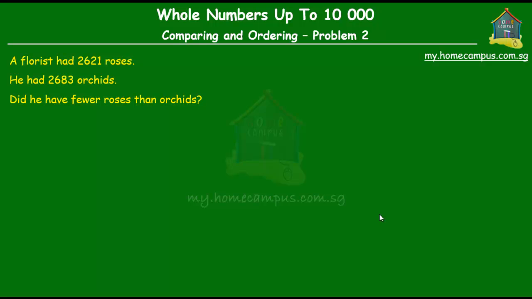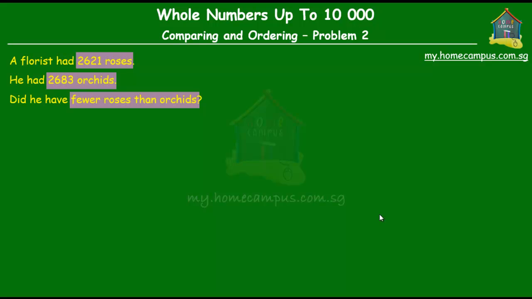my.homecampus.com.sg. Let's solve another question on comparing. Alright, a florist had 2,621 roses. He had 2,683 orchids. Did he have fewer roses than orchids?